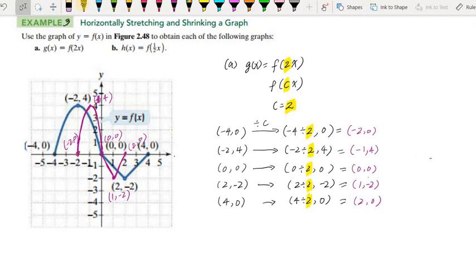And then we're doing exactly the same thing for part B. You are going to realize that it will be stretching out. So I'm going to skip part B. It's a very similar concept.